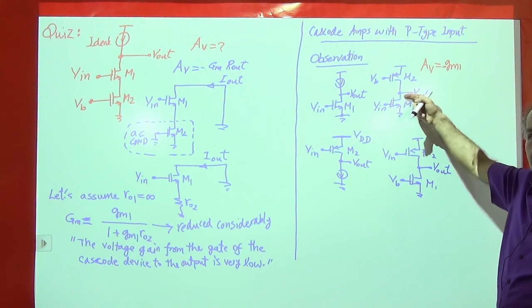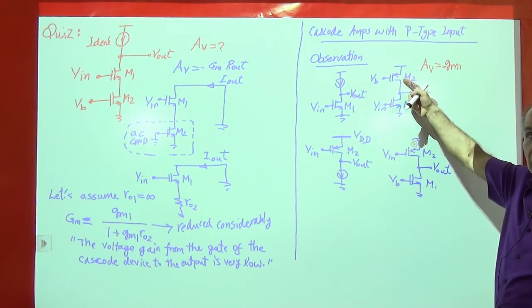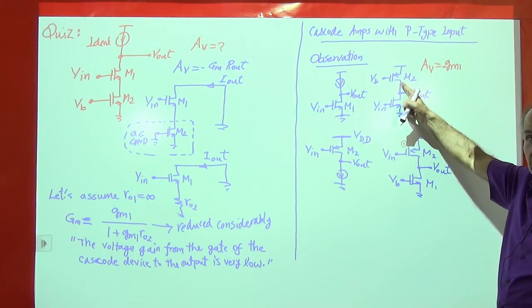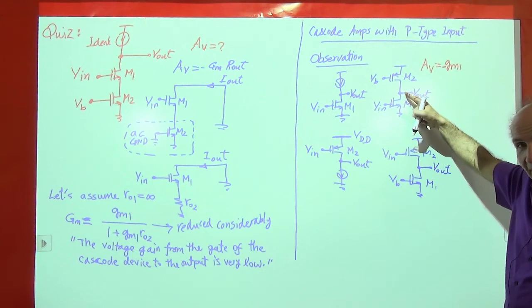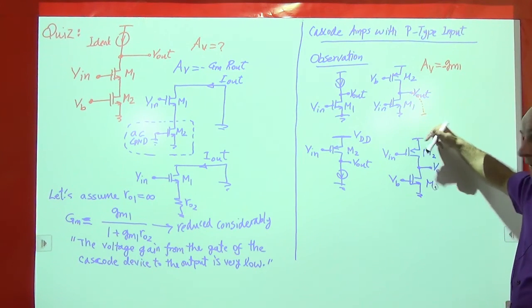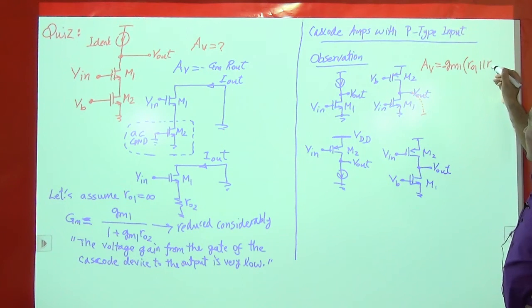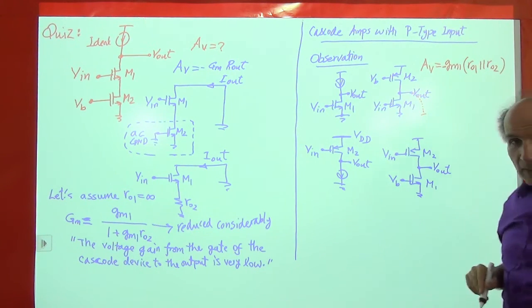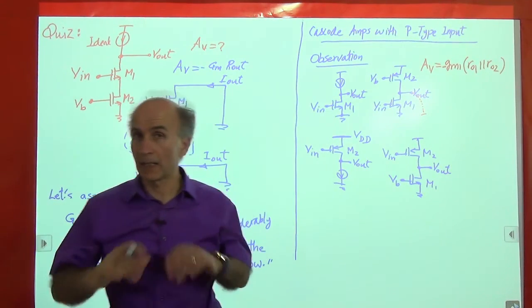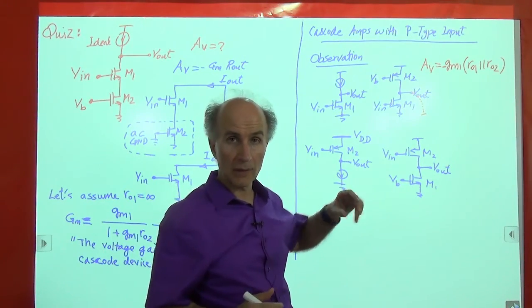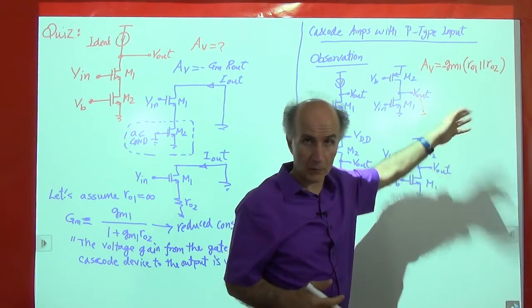How much is the output resistance? The output resistance, I sit here, I look up, I see the output resistance of a PMOS device to AC ground. I look down, I see the output resistance of an NMOS device to AC ground. So this will be RO1 in parallel with RO2. And this is something we have seen in Electronics 1. Anytime in doubt, you can draw the small signal model of these two and work out the equations and see that that's what we get.